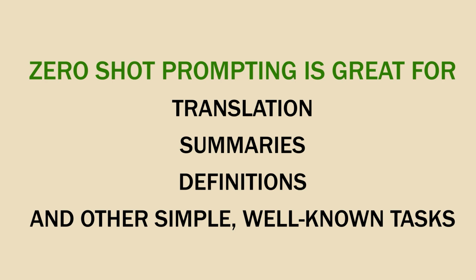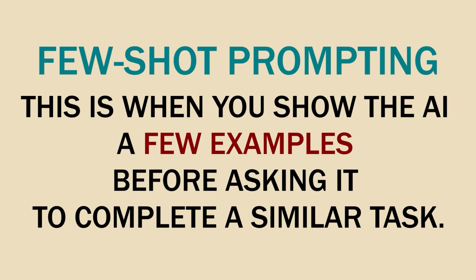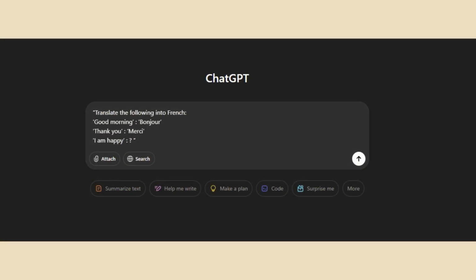Now we will discuss few shot prompting. This is when you show the AI a few examples before asking it to complete a similar task. Here is an example prompt. Translate the following into French. Good morning, bonjour. Thank you, merci. I'm happy. Then you don't give the translation. The AI sees the pattern and completes it.